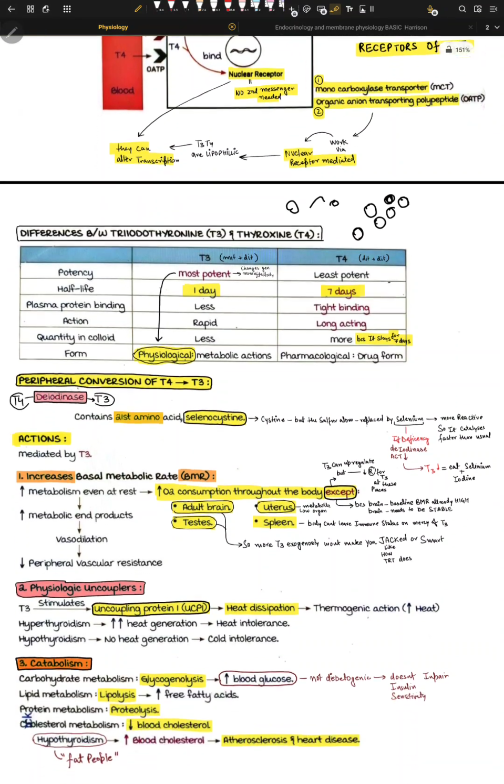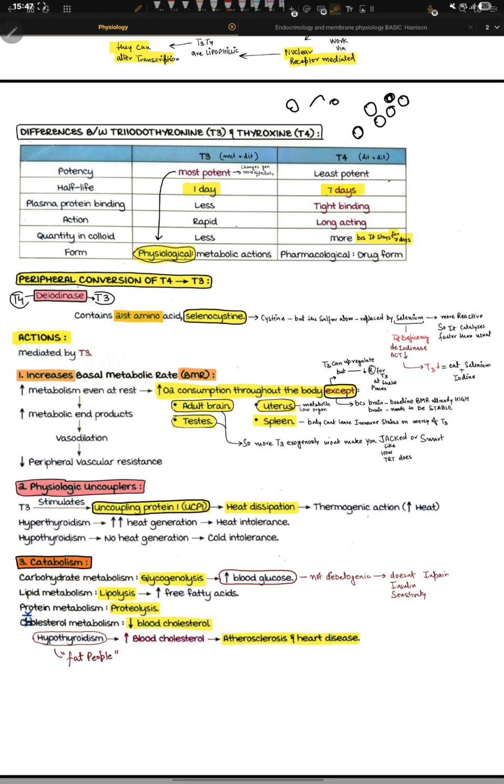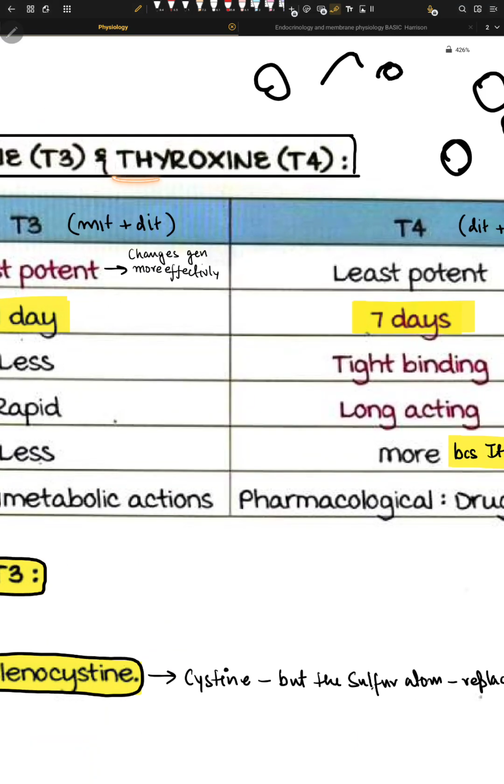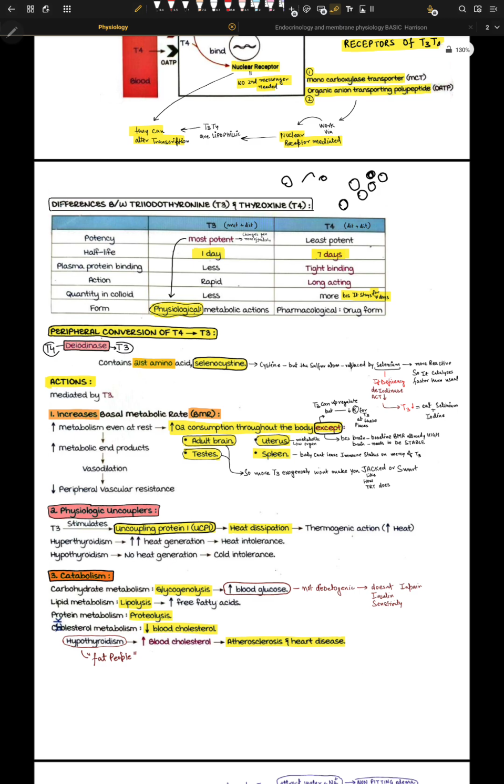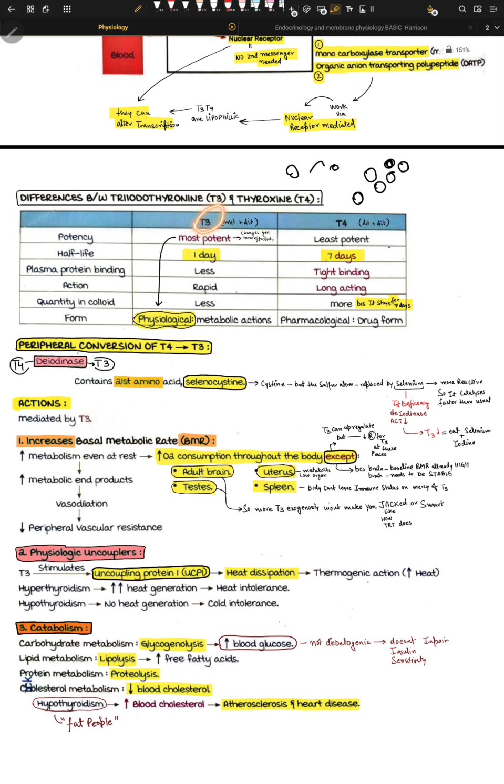Okay, cool thing. Differences between thyroxine, T4, and triiodothyronine. Triiodo means T3, thyroxine means T4. The difference between T3 and T4 is that T3 is more potent. It means it gives more effect in less quantity. Why is it less quantity? Because the half-life is 1 day.